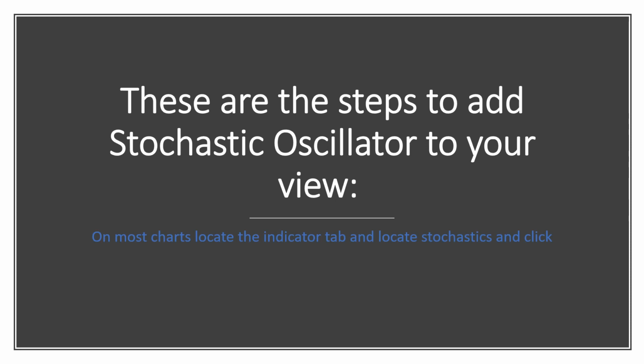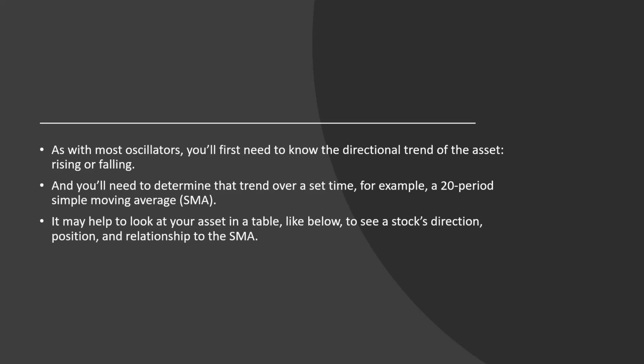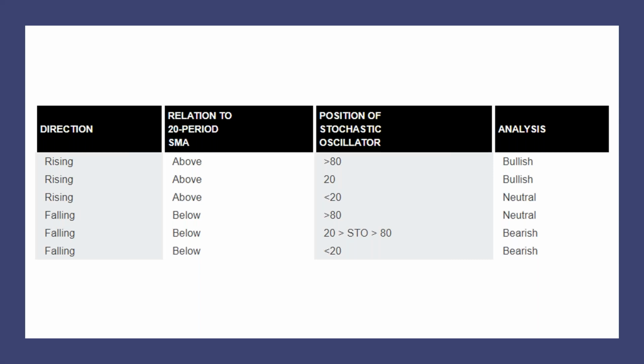Now, I'm going to take you over a chart, and putting stochastics on your chart is a very simple thing. As with most oscillators, you'll need to know the directional trend of the asset, whether it's rising or falling. And you'll need to determine that trend over a set period of time. For example, a 20-period simple moving average. It may help to look at your assets in a table to see the direction and the position.